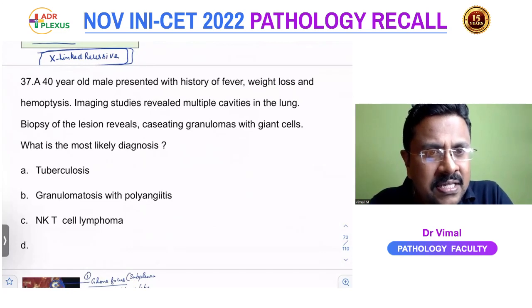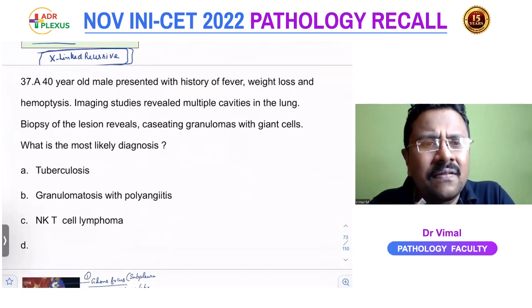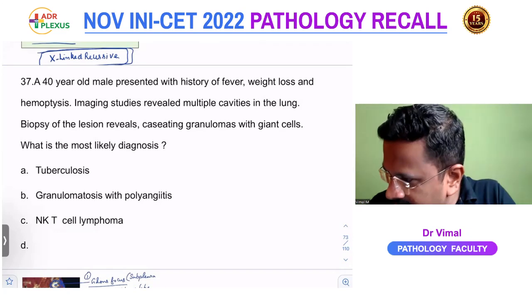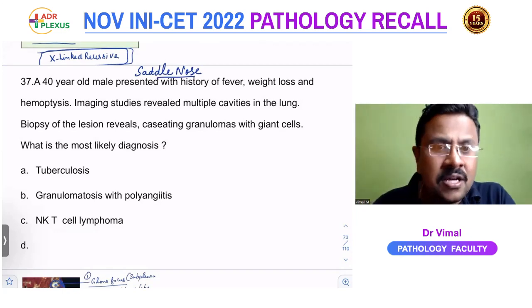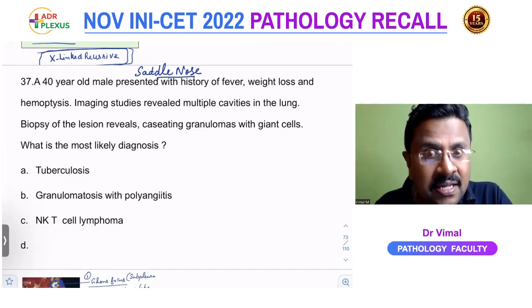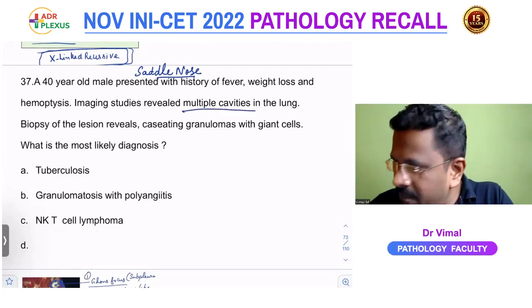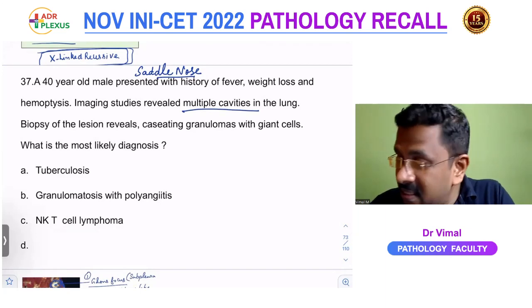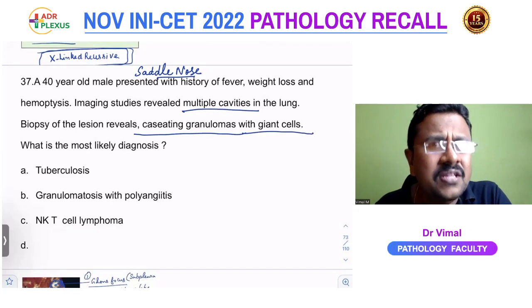Here the history is a 40-year-old male presented with fever, weight loss, and hemoptysis. People were saying there was an option with the words saddle nose deformity. So the patient had a saddle nose deformity with fever, weight loss, and hemoptysis, and imaging revealed multiple cavities in the lung. Another important clue given in the question is that this patient has caseating granulomas with giant cells.